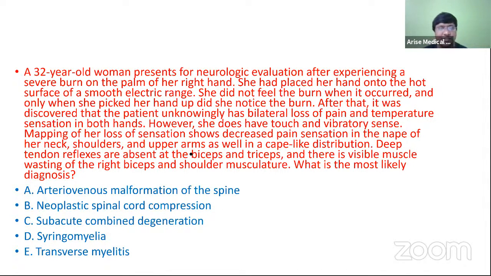So this is another very interesting question, and let me see how many of you can crack it. We have a 32-year-old woman who presents for neurological evaluation, complaining of a severe burn on the palm of her right hand. She placed her hand on the hot surface of a smooth electric range. But the point is, she did not feel the burn.